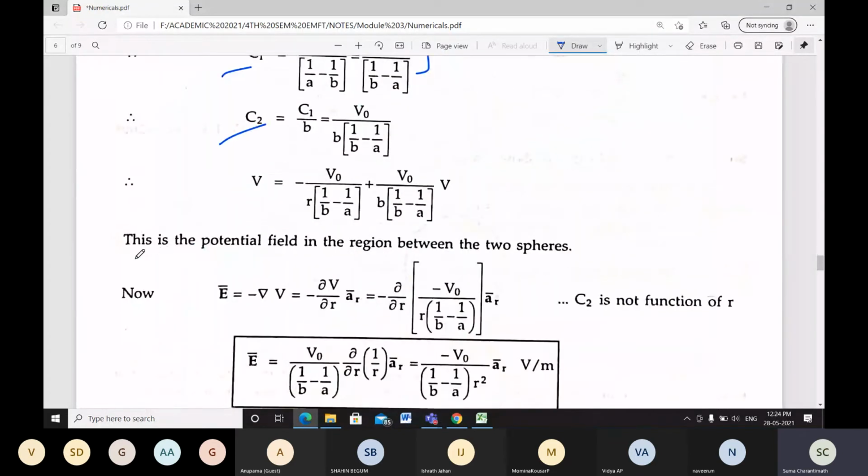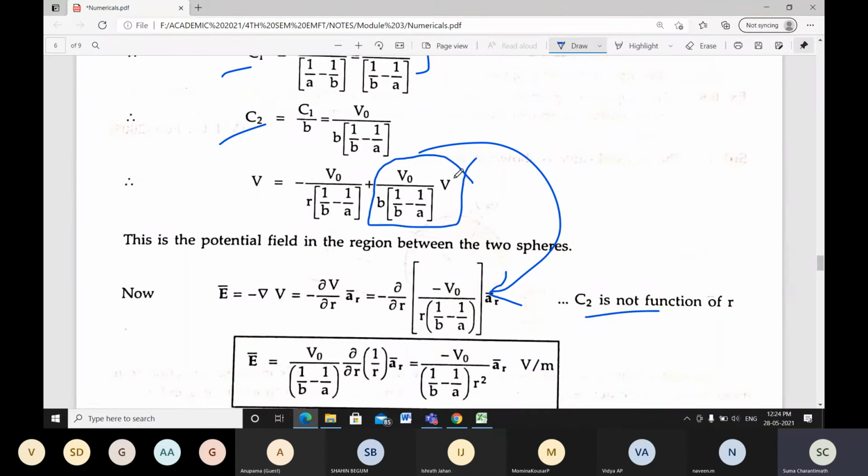Next, we have to find the potential field, that is our E, the electric field intensity. E is going to be minus del V, that is nothing but minus dou V by dou r into a r. Just substitute V here. In this case, minus V naught divided by r into (1 by b minus 1 by a) into a r. c2 is not a function of r, for that reason it does not contribute here.